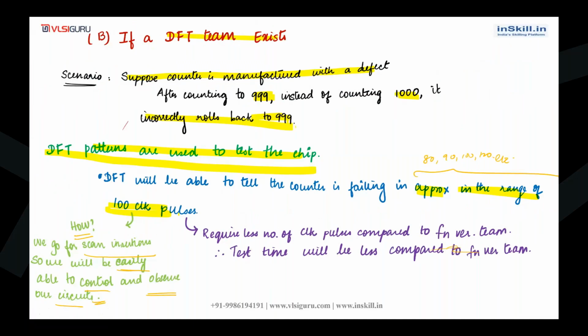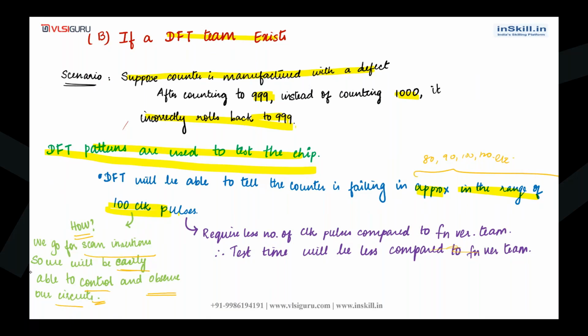We will try to understand what this means when we do our course. What is scan insertion? If we go for scan insertion, how will we be able to easily control and observe our circuit? And how, in this particular counter example, are we able to tell that the counter is failing in approximately the range of 100 clock pulses? All these things we will do in our main course. When we do our DFT course, we will discuss all these points.